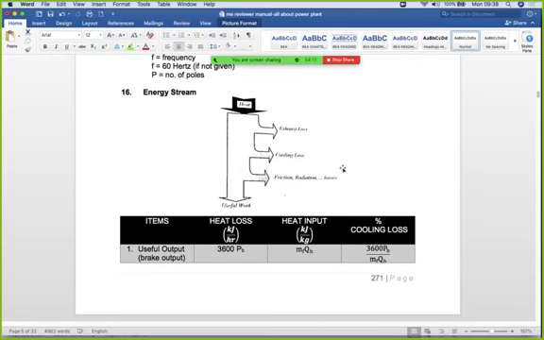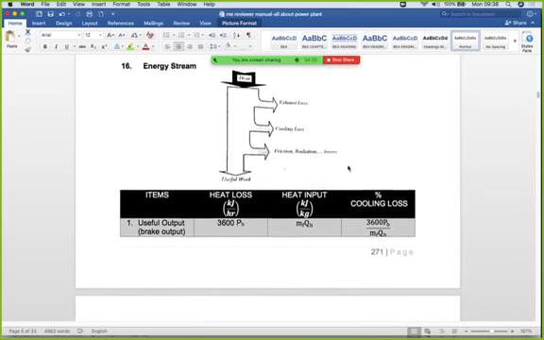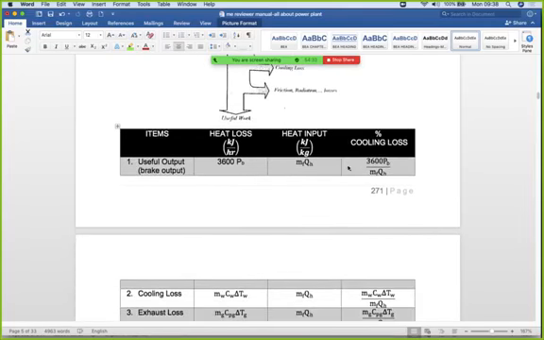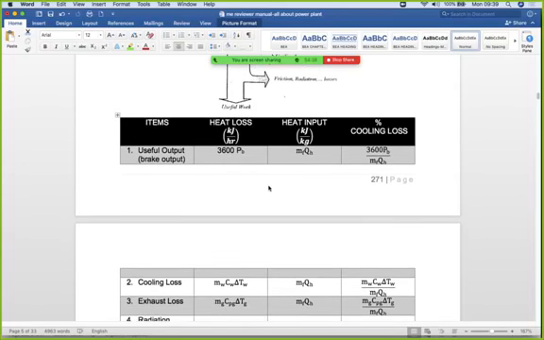So here you have the useful work, the friction, radiation, cooling loss, exhaust loss, and the heat. That is the energy stream. So we have here items: heat loss, heat input, cooling loss. These are the formulas. If you ask what is the useful output, brake output in kilojoules per hour is 3,600 times brake power. Heat input is rate of fuel times the heat supplied.